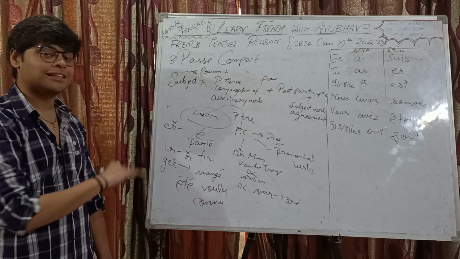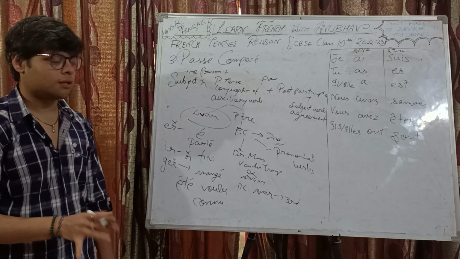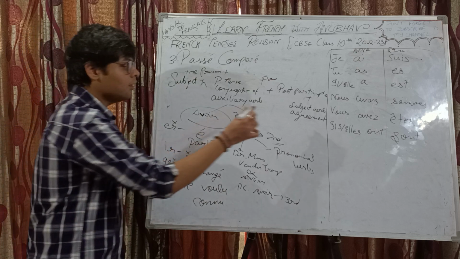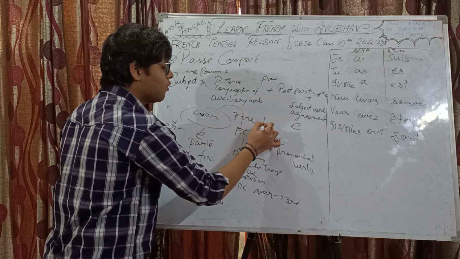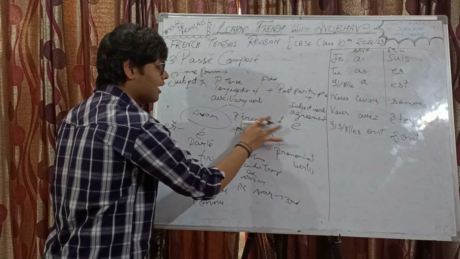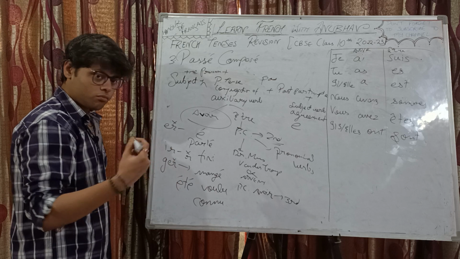So if your subject is masculine singular, nothing to be done, no changes in the past participle. If your subject is feminine singular, then an e will get added. For example, parler, oh no, I can't use parler because parler is with avoir. Let's take se coucher.